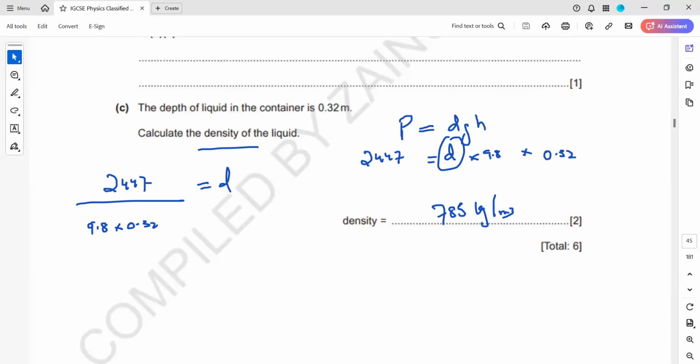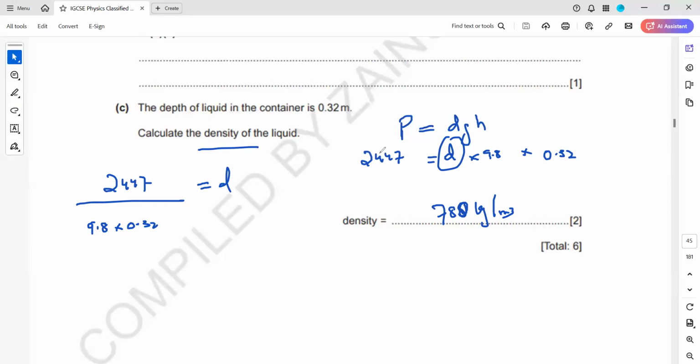This is one way. Yes, sir, I also got 780. 780 kilogram per meter cube. This is one way of finding the density.